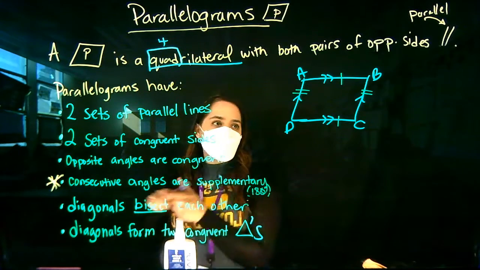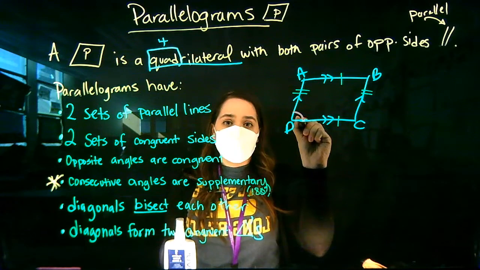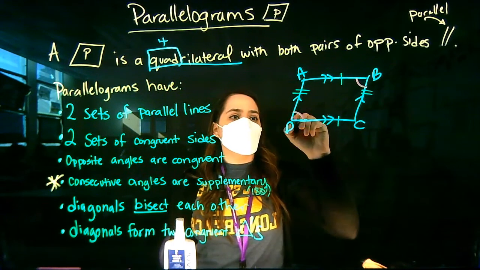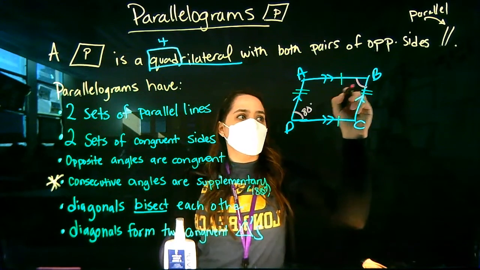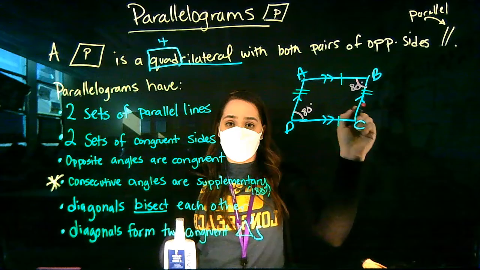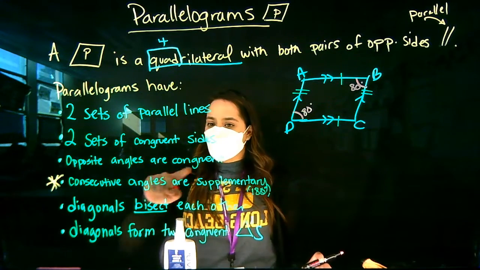So that means that this angle, angle D, is congruent to its opposite angle, which is B. So if you found out that D was 80 degrees, then that means B is 80 degrees. And then same for A and same for C. So opposite angles are congruent.